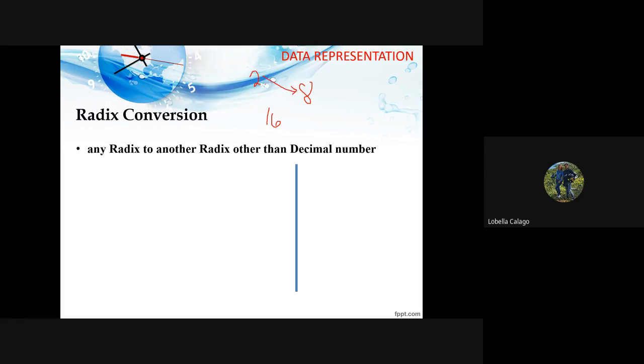conversions of binary to octal or binary to hexadecimal. Or hexadecimal, octal to binary or octal to hexadecimal. Or it can be hexadecimal to binary and hexadecimal to octal. So, ito po ay a category 3.